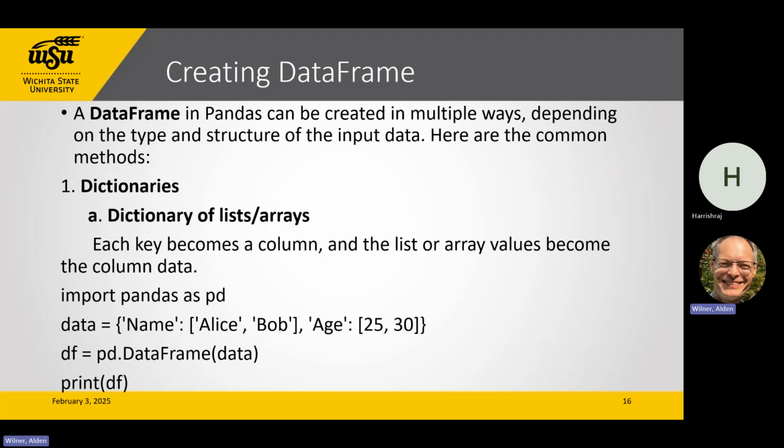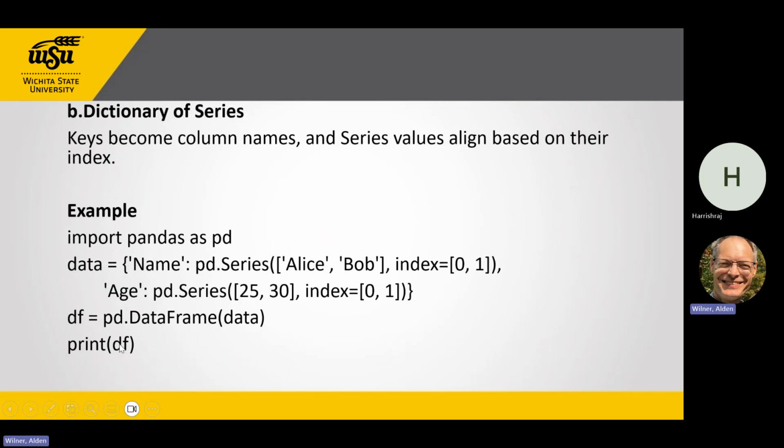The data frame can be created from a dictionary of lists and arrays. So data is a dictionary, right? Each key in the dictionary becomes the column, and each value in that list becomes a row in that column. When we print that data frame out, we'll see that output.